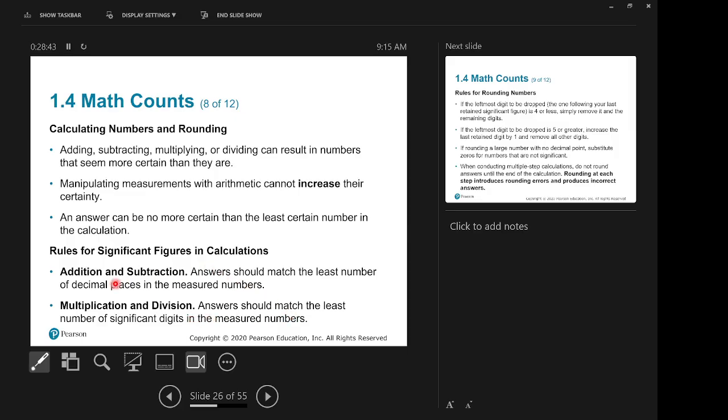Did everybody see the difference between those definitions? So multiplication, division, number of sig figs, right? And addition, subtraction, number of decimal places. Okay? Okay, so think about it this way.